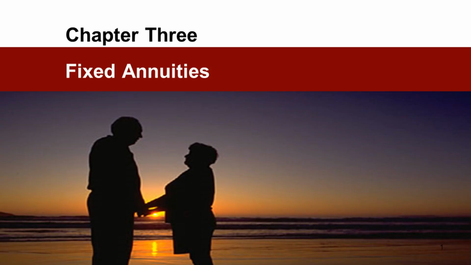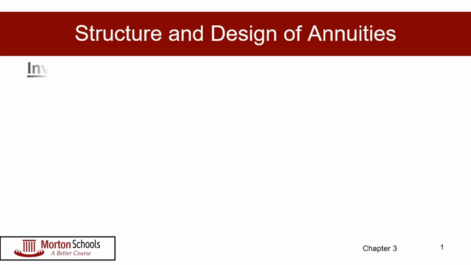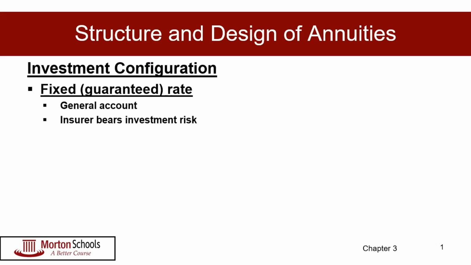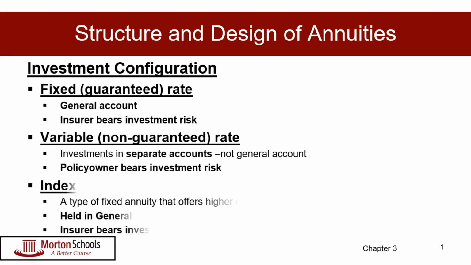Chapter 3, Fixed Annuities. Let's explore the specifics of fixed annuities. The fourth characteristic is the underlying investment configuration. If it is a fixed annuity, the money is in the general account. If it is a variable annuity, it is in the separate account. Just the same as with variable insurance policies, V: variable means dual license, dual regulation. An indexed annuity is a type of fixed annuity, so the money is in the general account.